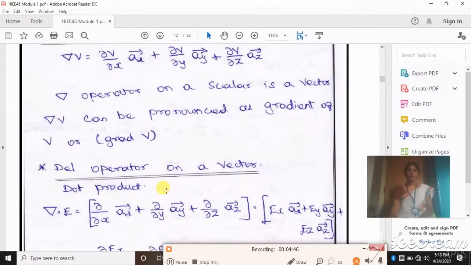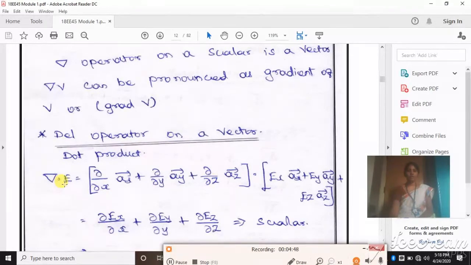The del operator on a vector can be written as divergence: del dot E is equal to dou by dou x ax, dou by dou y ay, dou by dou z az, dotted with Ex, Ey, Ez in the direction of x, y, z.